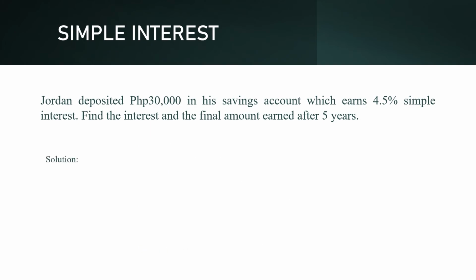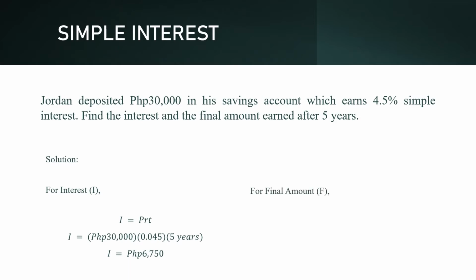Solving for the interest first, we will use the formula I is equal to the product of P, R, and T. Substituting the values we listed in our given and multiplying them with each other, we can get the interest, which is 6,750 pesos. Meanwhile, for the final amount, we will use the formula F is equal to P times the sum of 1 and the product of R and T. Again, substituting the values to the formula, the final amount we computed will result to 36,750 pesos.